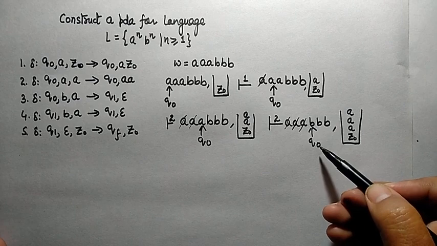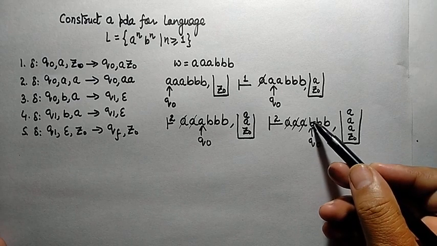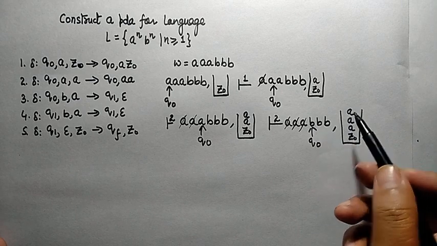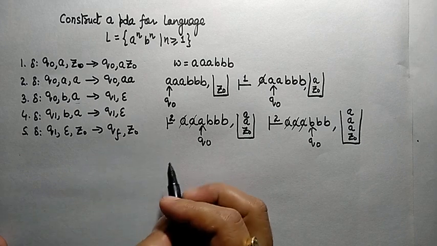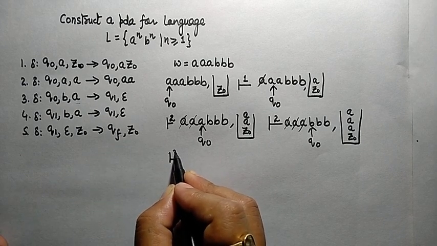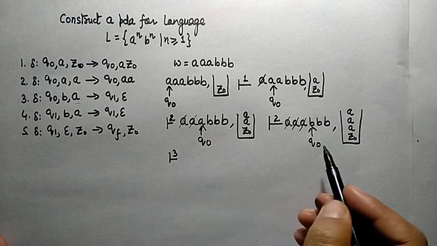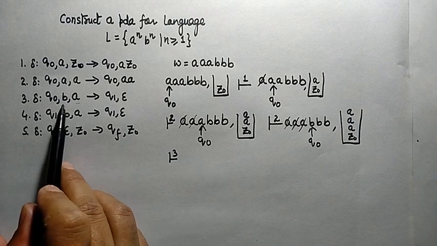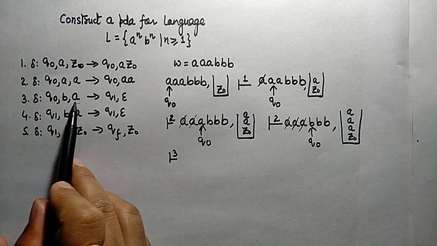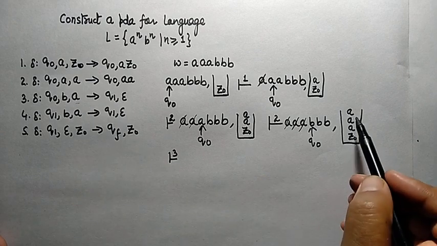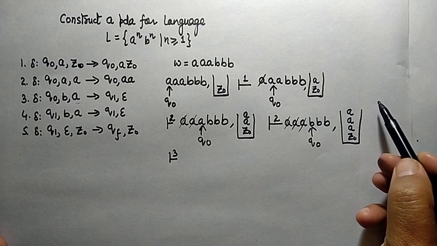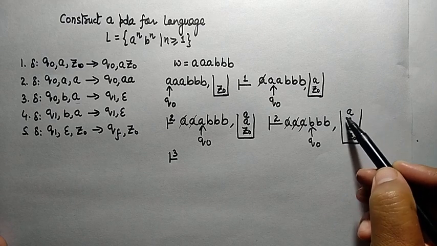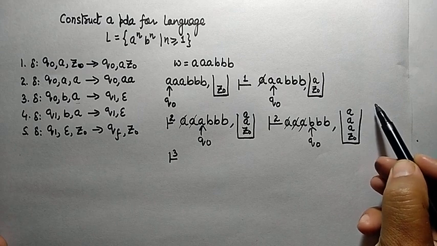Here you see now we are at state Q0. The input is B and the top is A. Q0 B A. Rule number 3 will be applied. With this third rule, we will replace this A with null. That means this A will be popped out. We are removing this A from the stack.